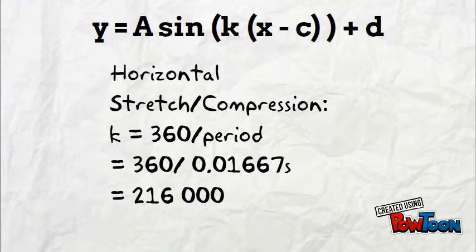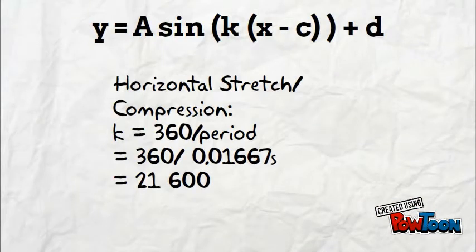To determine the K value in the equation, we divide 360 degrees, which is the period of the parent cosine or sine function, by the period. So 360 degrees divided by 0.01667 equals 21,600.